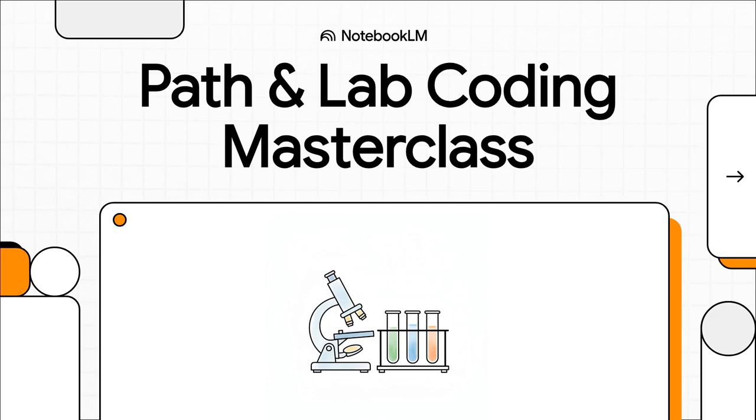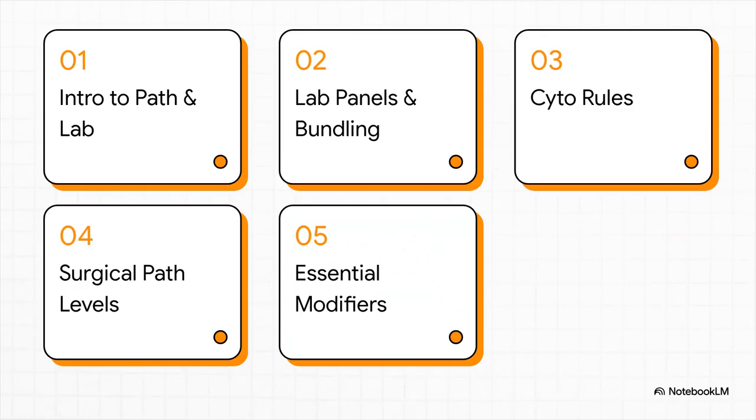Today, we're building a roadmap to master the traps, hierarchies, and modifiers hidden inside the pathology and laboratory section. Let's get right into it. Here's our agenda for today's focused study guide. We're going from an introduction to path and lab into lab panels and bundling traps, cytopathology and cytogenetics rules, surgical pathology specimen levels, and finally, essential modifiers.